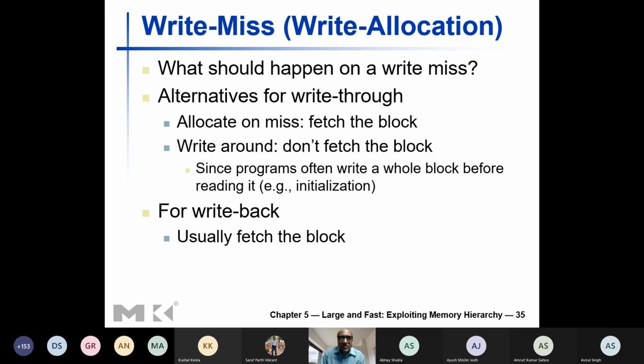And again, the write back policy is also the same thing. In case of misses, the write back policy can also be used similarly.